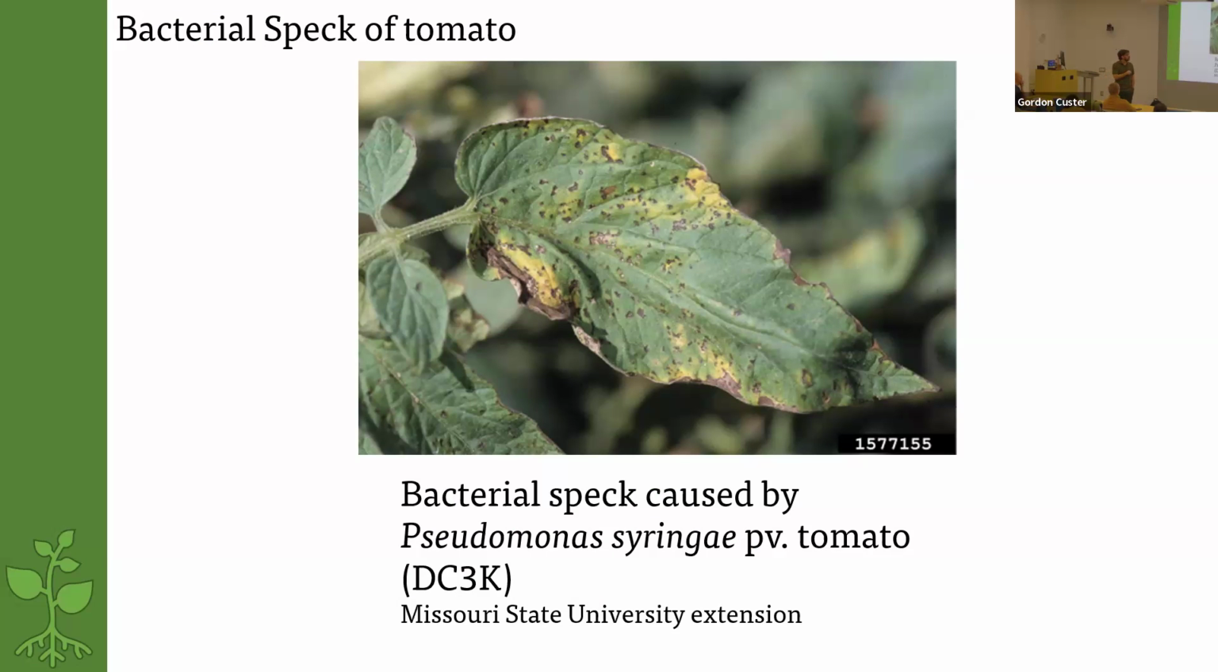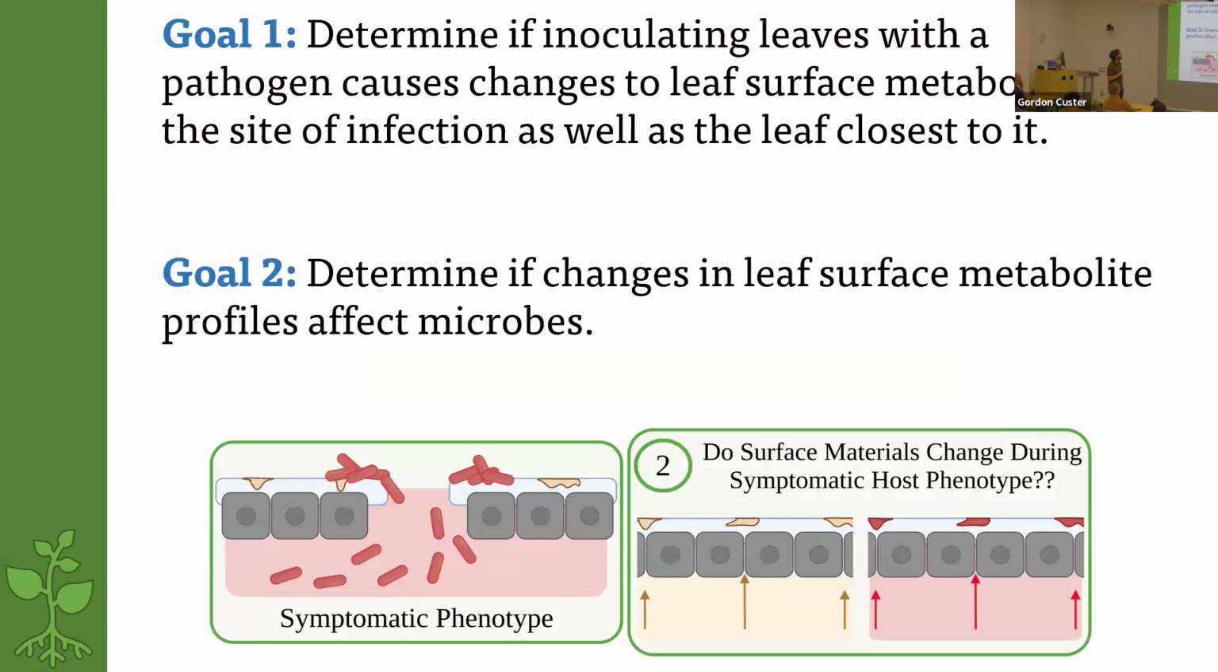And so I was very interested in this because we know that this pathogen alters the host's metabolism for subsequent invasion. And this is particularly interesting for the question of whether altered metabolism leads to changes in leaf surface metabolites. So I have two goals now. The first goal is to determine, if we inoculate a leaf with a pathogen and we see disease, whether we see changes to the leaf surface metabolites associated with the site of infection, as well as the leaf closest to it.